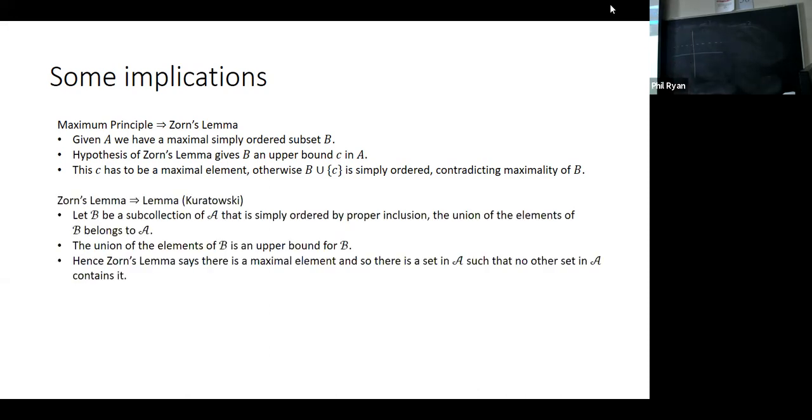Zorn's lemma gives us Kuratowski's lemma also very straightforwardly. So let's say you have some collection A, and a sub-collection that's simply ordered by proper inclusion, and the union of the elements of that sub-collection belongs to A. Okay? Well, this union of the elements is an upper bound for that sub-collection. Zorn's lemma says there's a maximal element, and so that means there is a set in A such that no other set in A contains it.